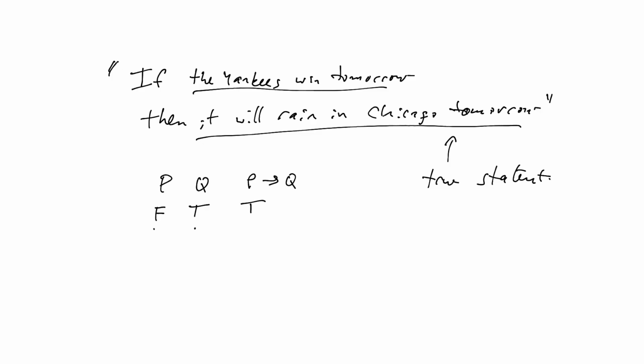Again, we're not saying that the Yankees winning causes it to rain, and the fact that the Yankees didn't win and it did rain doesn't mean there was any relationship, like one causing the other. So it is kind of strange in that way.